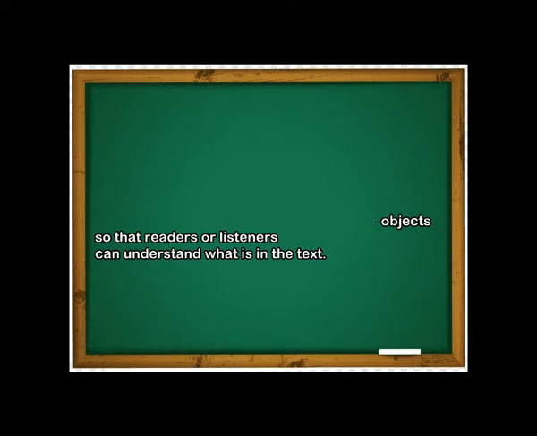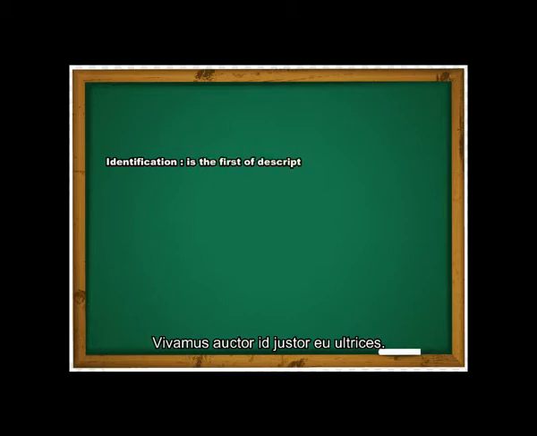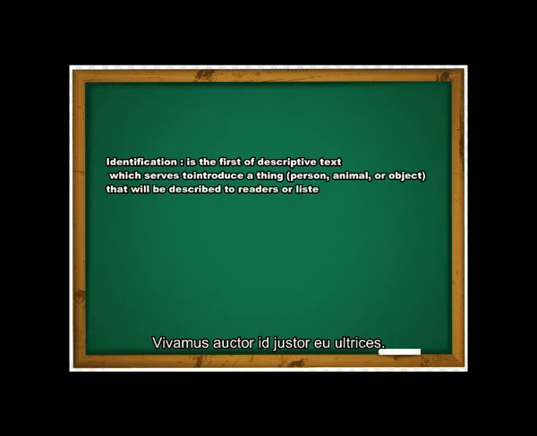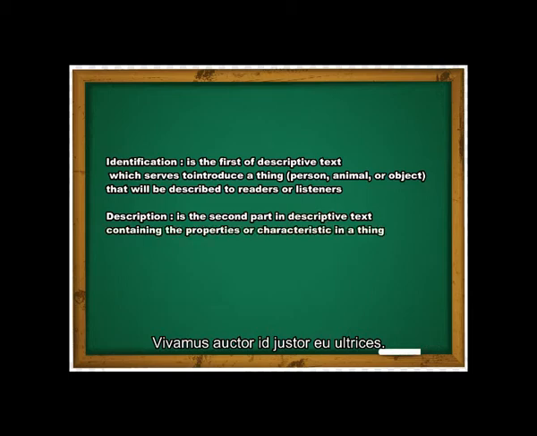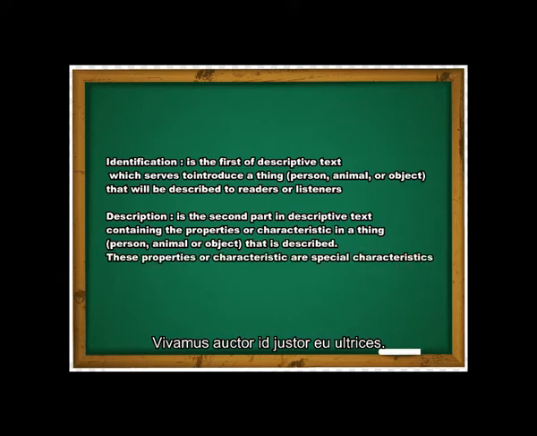After we know the definition and purpose, we continue with the structure. For descriptive text, there are two parts. The first is identification and description. What is identification? Yes, good. Identification is the first part of descriptive text which serves to introduce a thing, like a person, animal, or subject that will be described to readers or listeners.